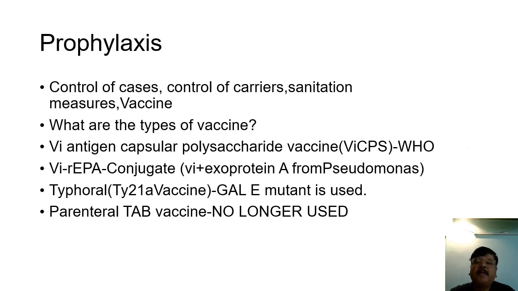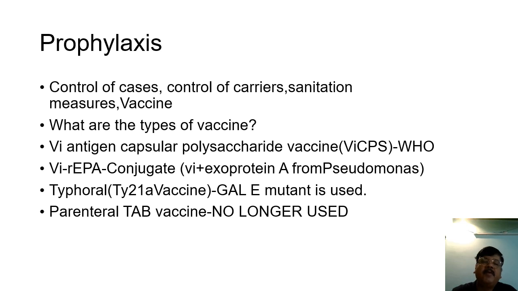Now the preventive aspects, prophylaxis. It includes control of cases, control of carriers, sanitation measures, and vaccination. So now you come to the vaccination. So what are the types of vaccine? Vi antigen capsular polysaccharide vaccine, ViCPS, which has been permitted by WHO.